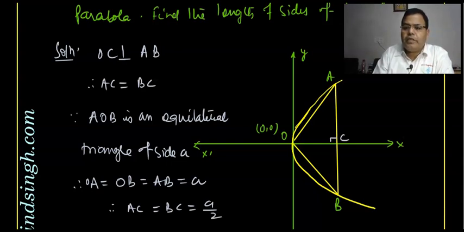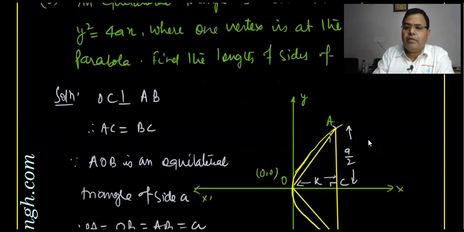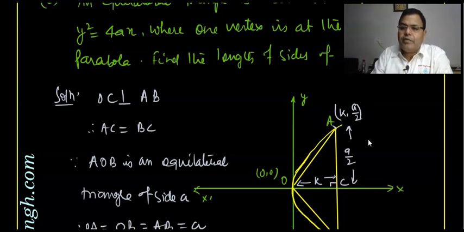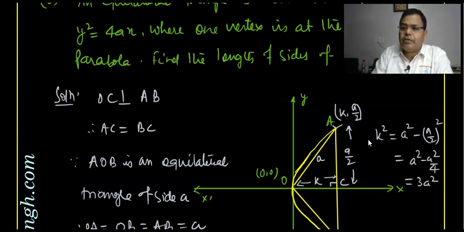Now, we do not know what is the coordinate of OC, so say this is k. This length is a by 2, isn't it? So the coordinate of A will be k comma a by 2. And the relation between them is, because this distance is a, so k square is equal to hypotenuse square a square minus a by 2 whole square. So that will be a square minus a square by 4, and that will be 3a square by 4, and therefore k is equal to root 3 by 2 a.